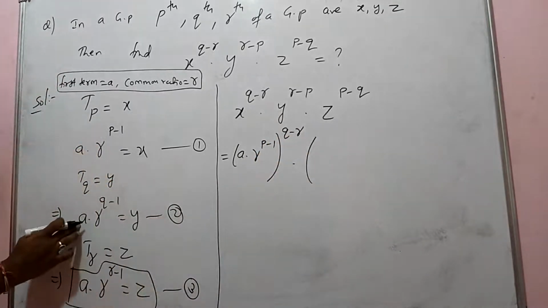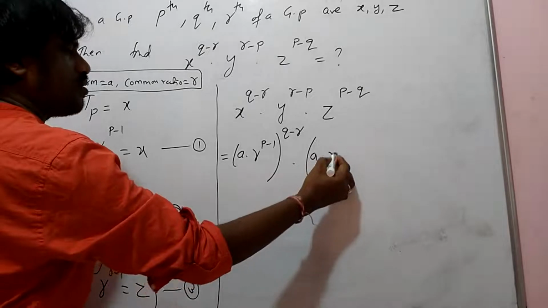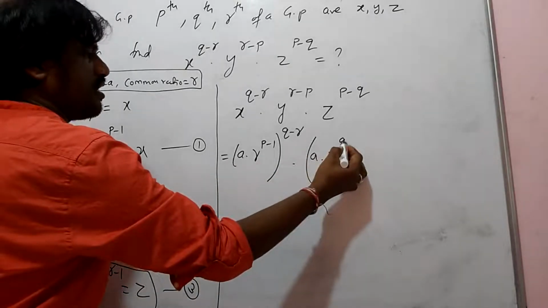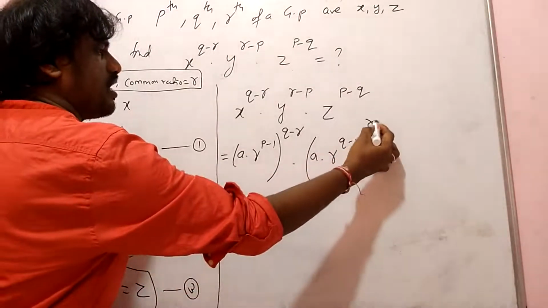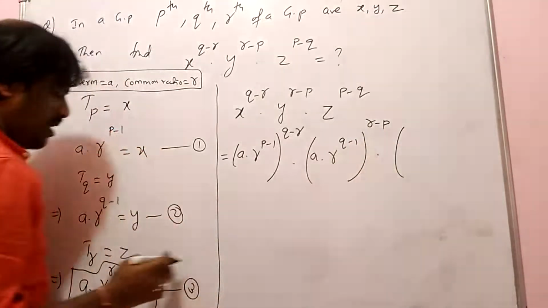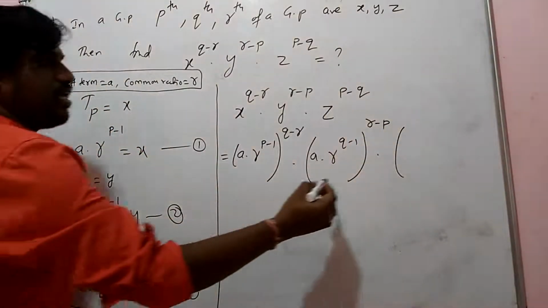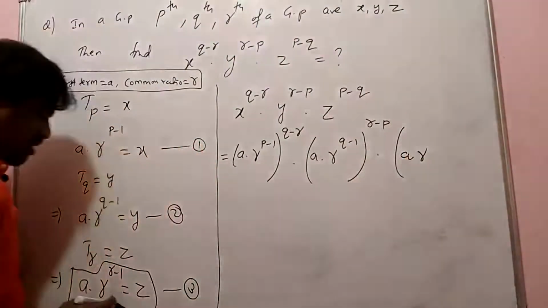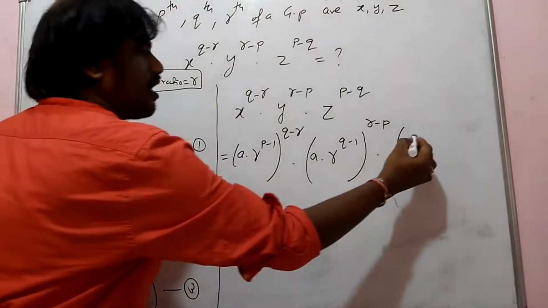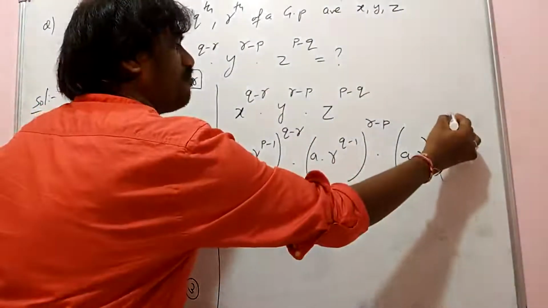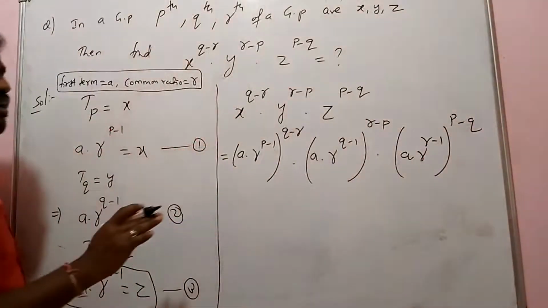What is y here? A into r to the power of q minus 1, to the power of r minus p, we can write. What is z here? A into r to the power of r minus 1, to the power of p minus q. So we have to solve this equation.